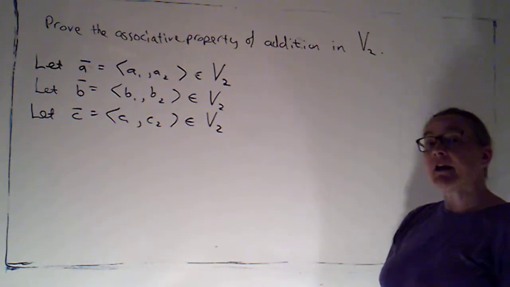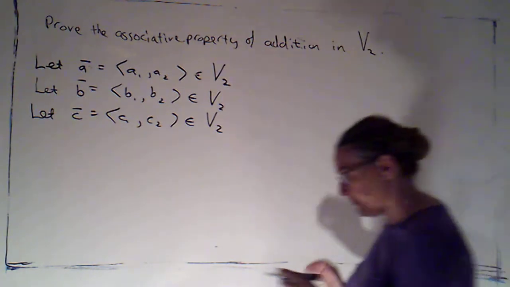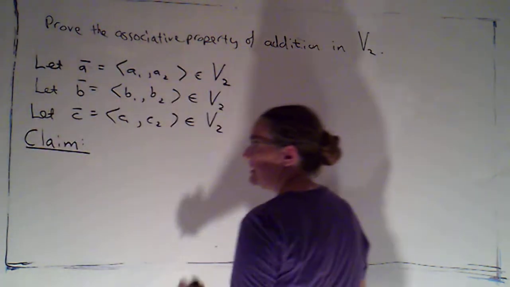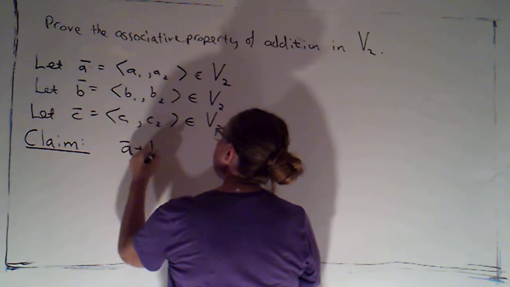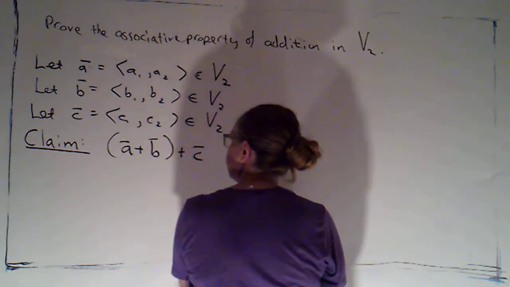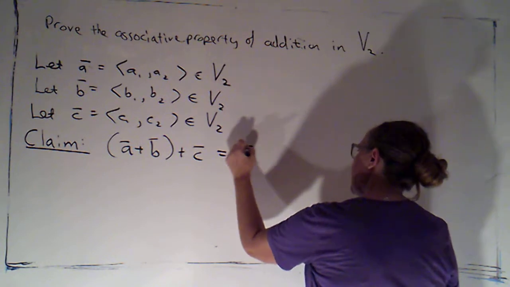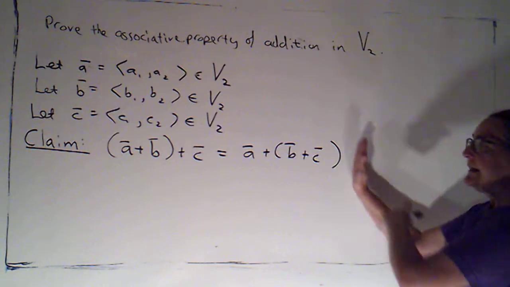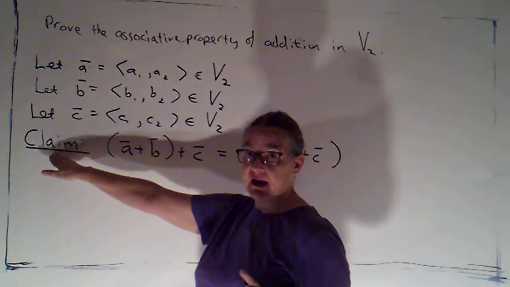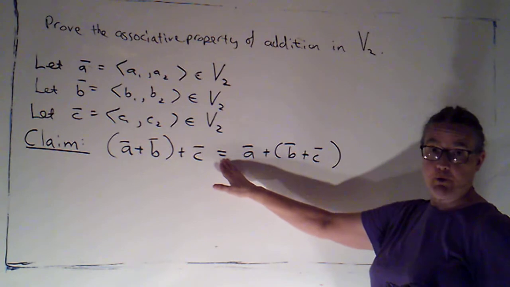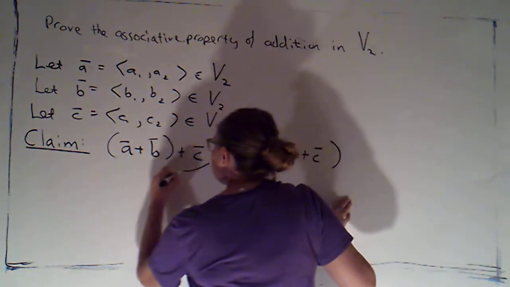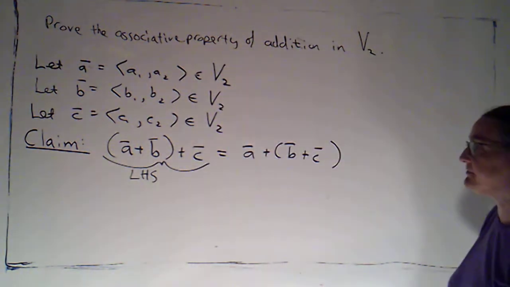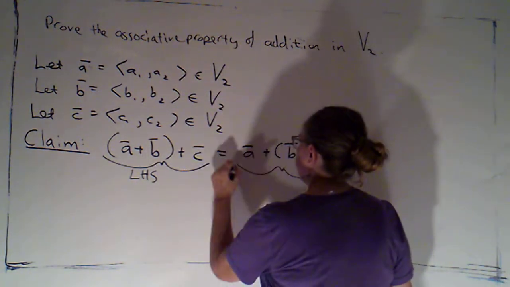Now, I'm going to write out what I'm trying to prove, but I'm going to clearly identify it as my claim. So my claim is that (A + B) + C is the same as A + (B + C). Okay. Now, I clearly identified that as my claim because I don't yet know that it's true. This equation, you'll notice, has a left-hand side, which I'm just going to abbreviate as LHS for left-hand side, and it has a right-hand side.